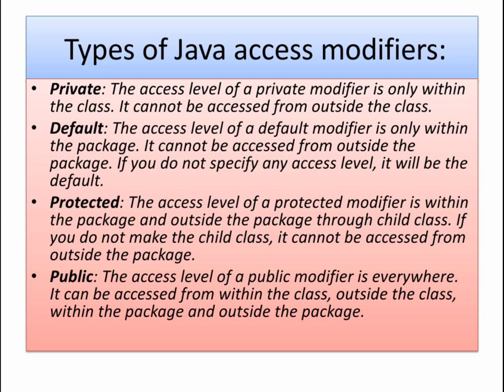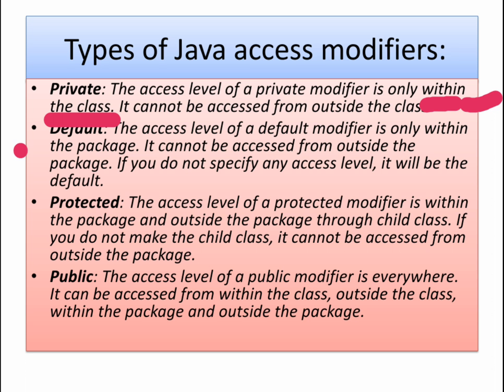See, the first one is private. As the name suggests, variables created within the class and accessed within that class only are known as private variables. The access level of the private modifier is only within the class. Remember this: only within the class, not outside the class.